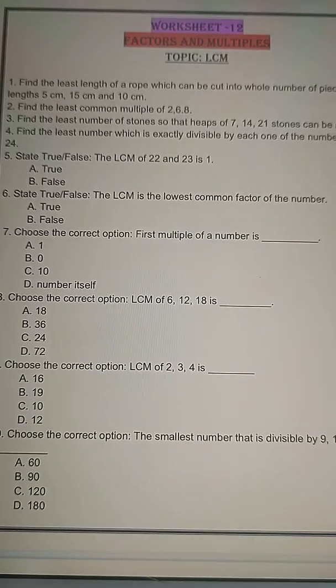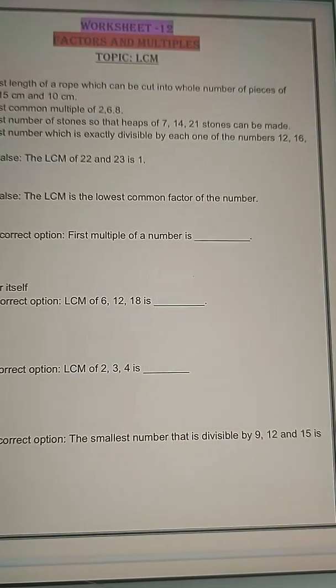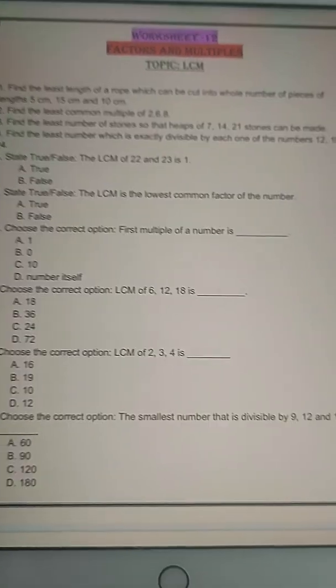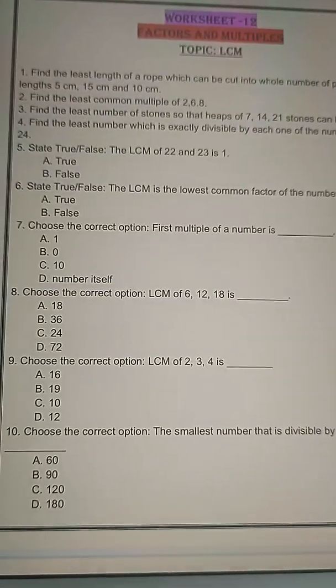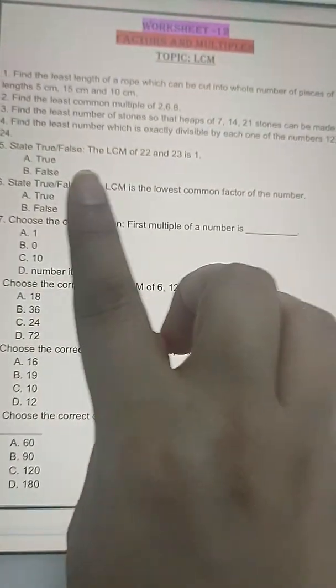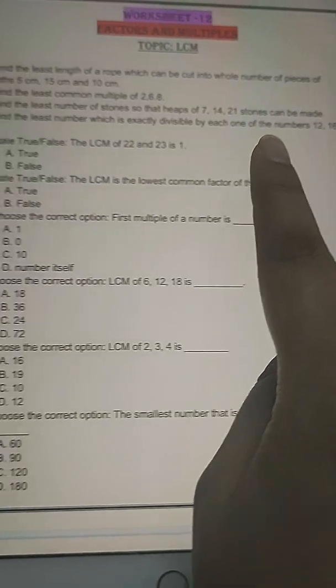Find the least number which is exactly divisible by each of the numbers 12, 16 and 24. The number that will be exactly divisible by 12, 16 and 24. So that's why you have to find the least common number. Again you have to find the LCM here.